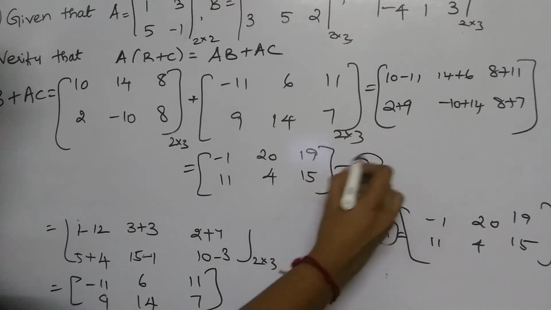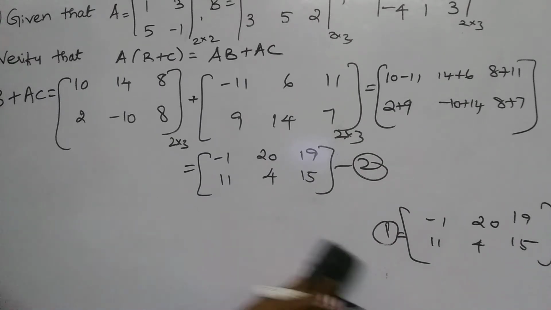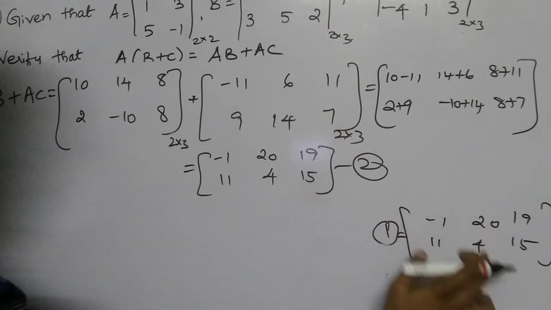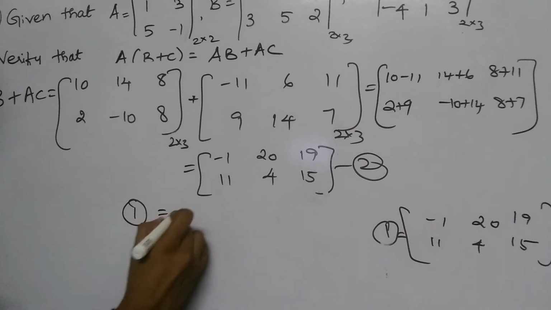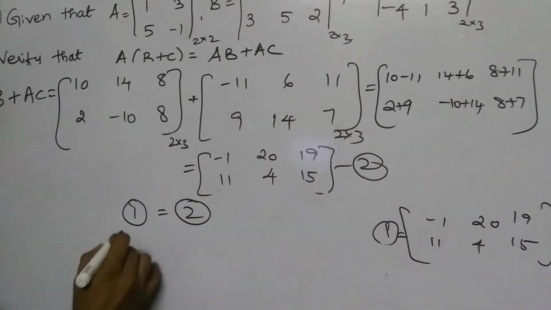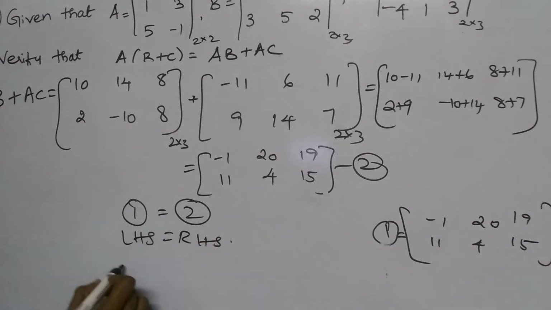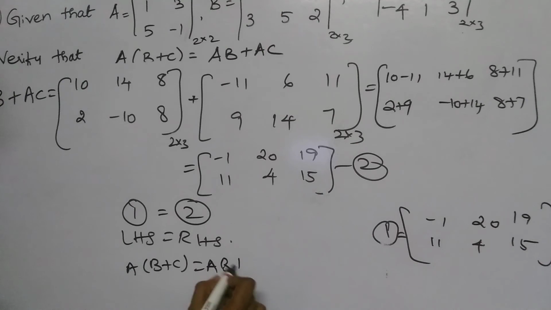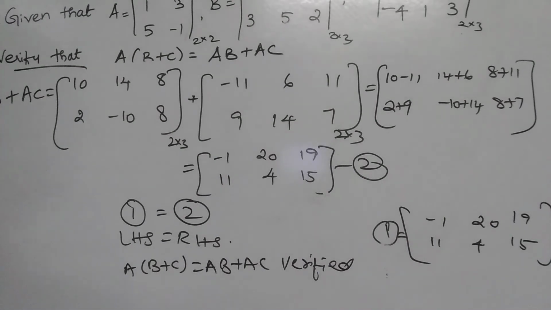So which is your second? Now check with the 1. So what is your 1 here? Minus 1, 11, 24, 19 and 15. So this 1 and 2 both are equal. So what can you say? Left hand side and right hand side are equal. So hence what can you say? A into B plus C is equal to AB plus AC. So verify. That is what you have to do.